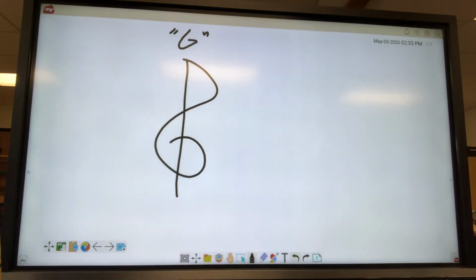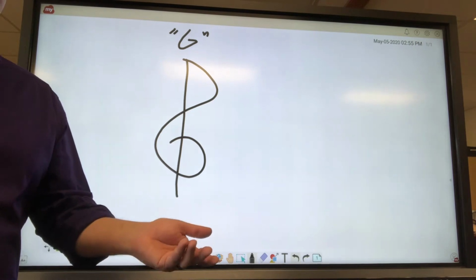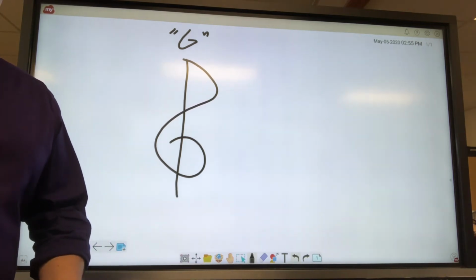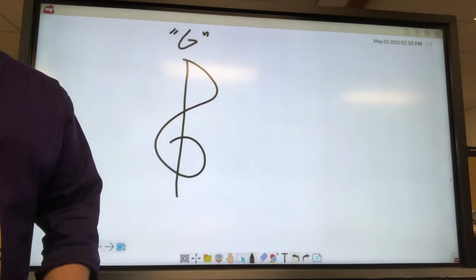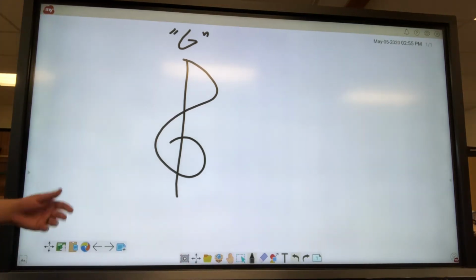Now, if you watched our keyboard video, you'll know that G is one of the notes on the piano. But the good news is, G is also a note on the clarinet, it's a note on the guitar. The note G exists throughout all the instruments. So how do I find G? Why is this the G clef? Well, watch.